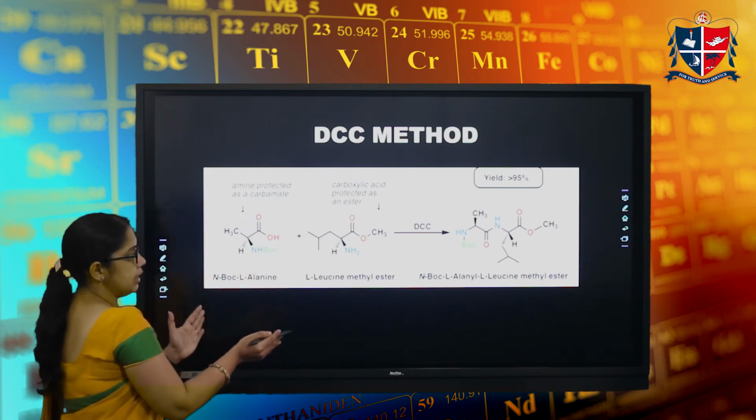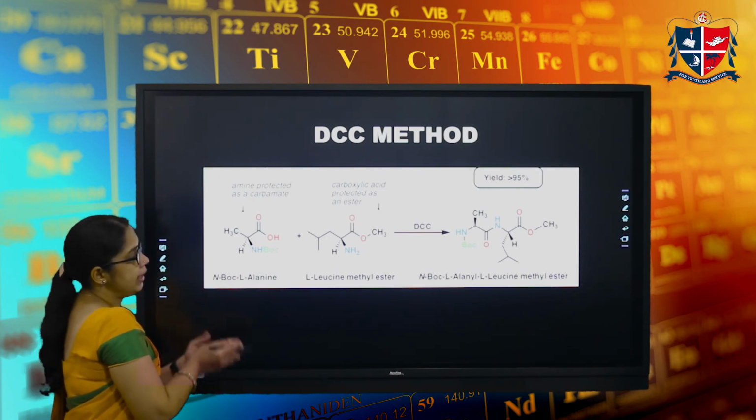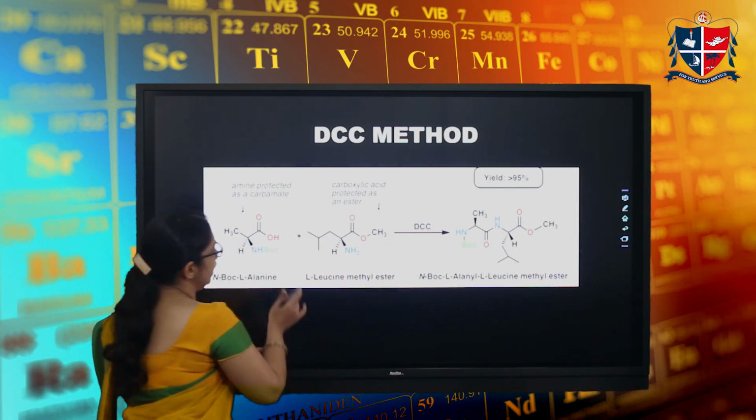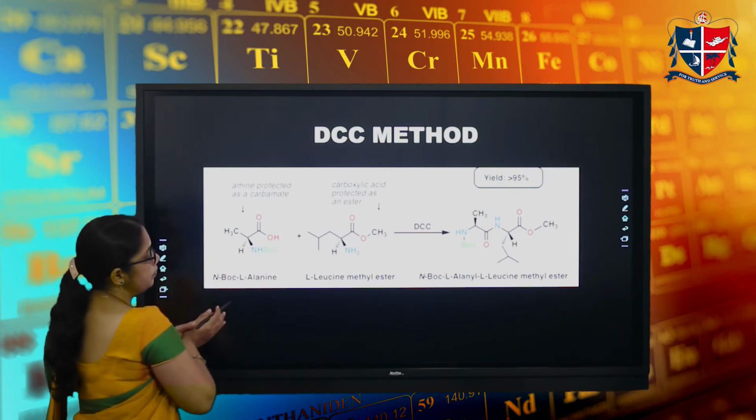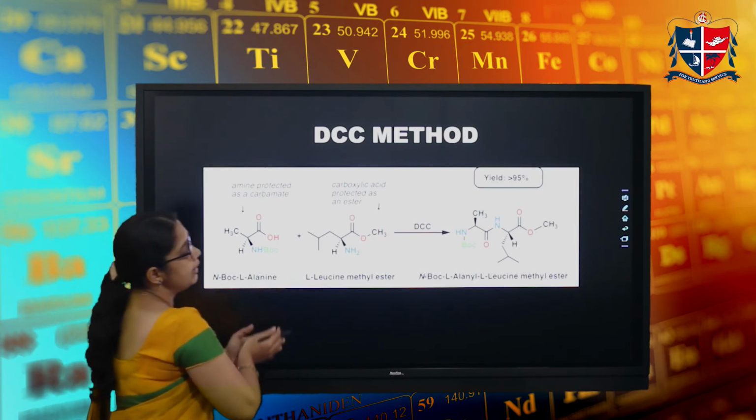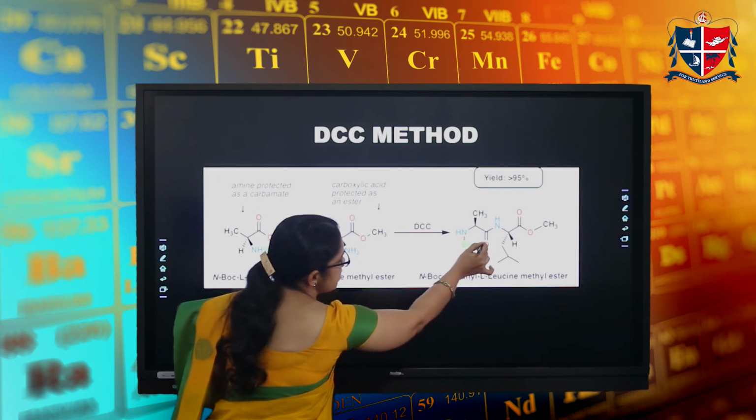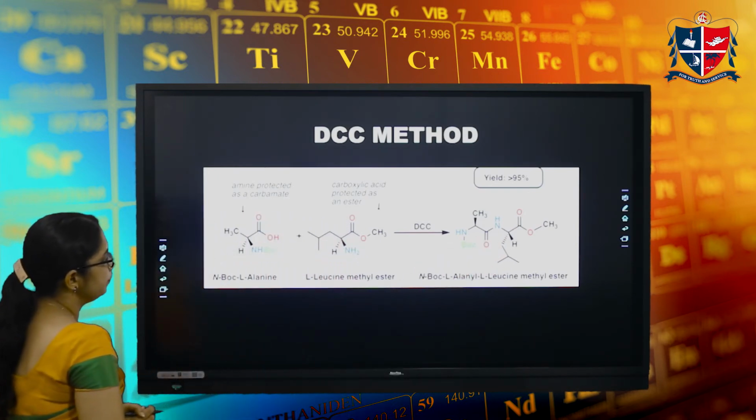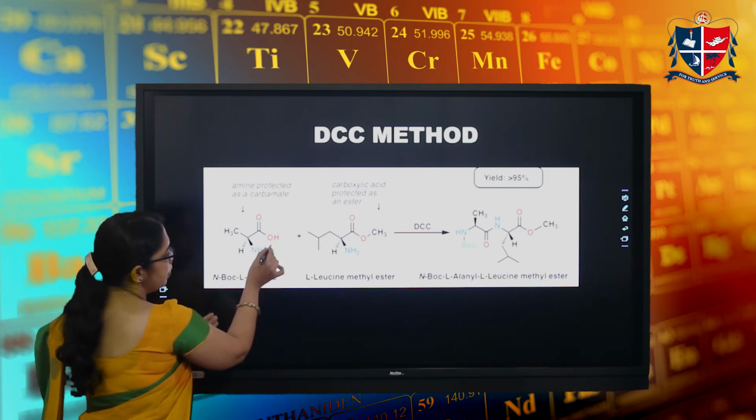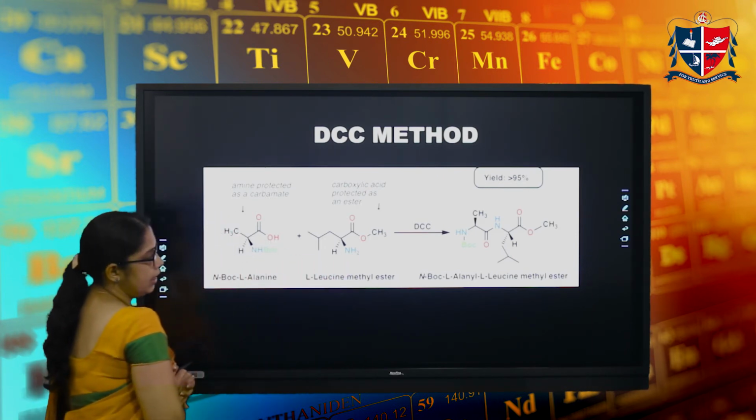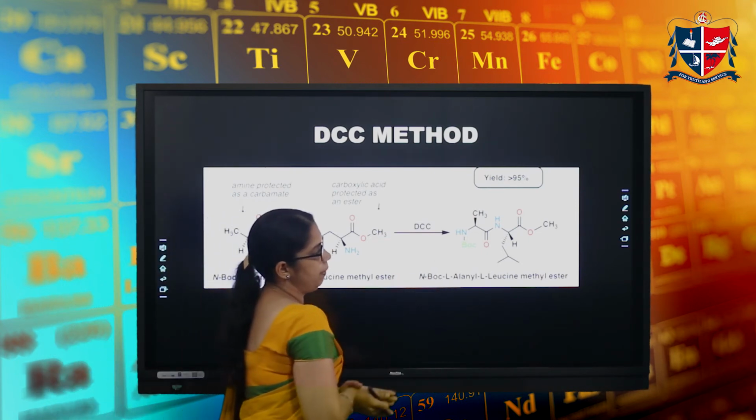Okay, and in the third step, these two condense in the presence of a suitable reagent like DCC. So in the presence of DCC, elimination of water happens, and we get the peptide bond. That is, here you can see the CONH bond. That is OH from here and hydrogen from this NH2 group. So elimination of water, and we get the required peptide.